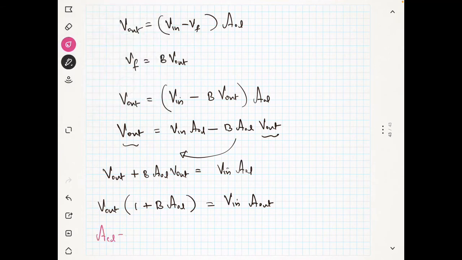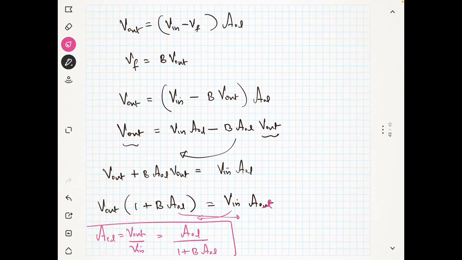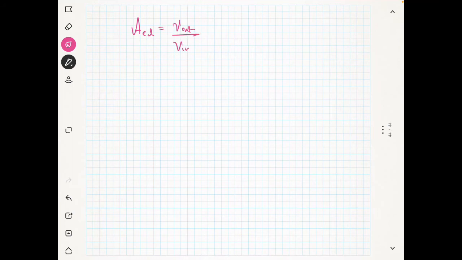So closed loop gain is V out by V in, which from this equation I can write as AOL, moving this guy here and this down. V out by V in will be equal to AOL by 1 plus B into AOL. So this is my gain now. You see here I am controlling the gain. Now I will write down this equation once again in the next page. So the closed loop gain is equal to the output voltage by input voltage.